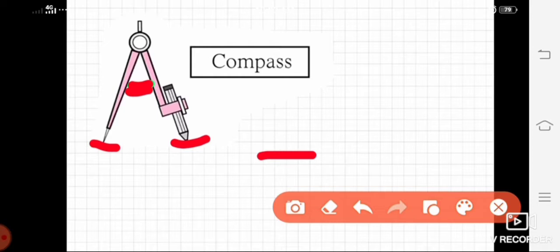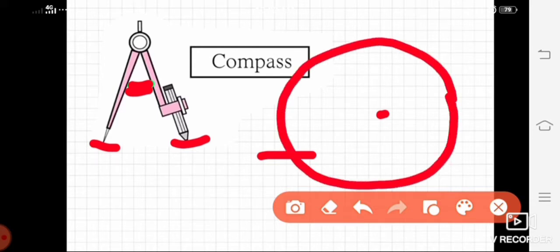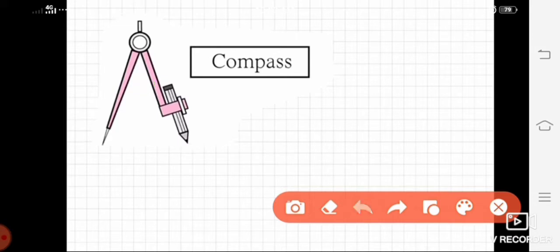Yes, with this distance we can keep the compass point in one place and move the pencil, and we can draw different circles. Also we are able to draw different arcs. That means keep the pointed end in one place, and take the pencil to the other side and draw a part like this. This is called an arc. So the use of the compass is to draw circles of different measurements and also to draw arcs. I showed you what arcs are. This kind, half like this, is called an arc. I will show you in the construction.